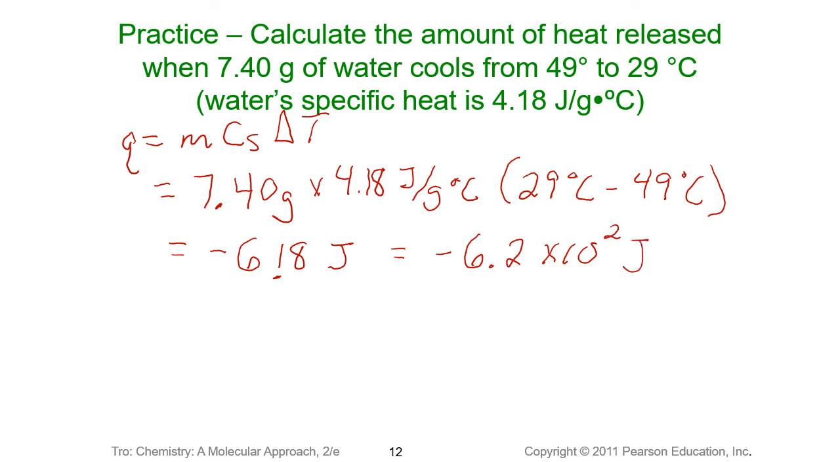Now, does this make sense? Well, our heat is being released in this case from the water because it's cooling down. Our final temperature is lower than our initial temperature, so it's giving off its heat, which means that our heat should be negative. So if you're careful in the temperatures that you always take final minus initial, it helps you with the sign for the heat.